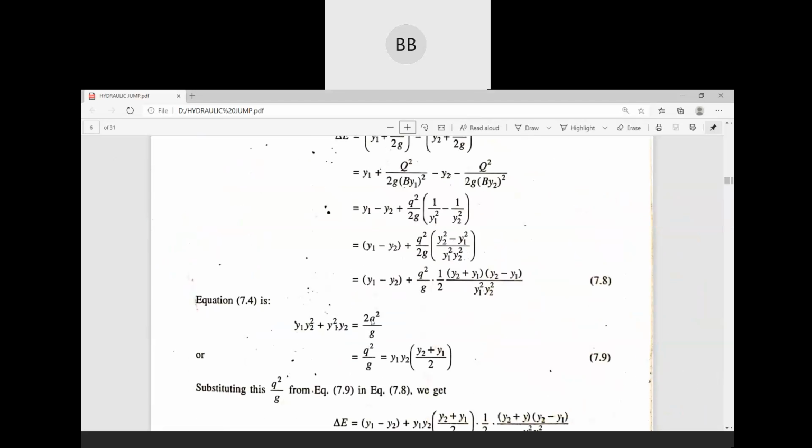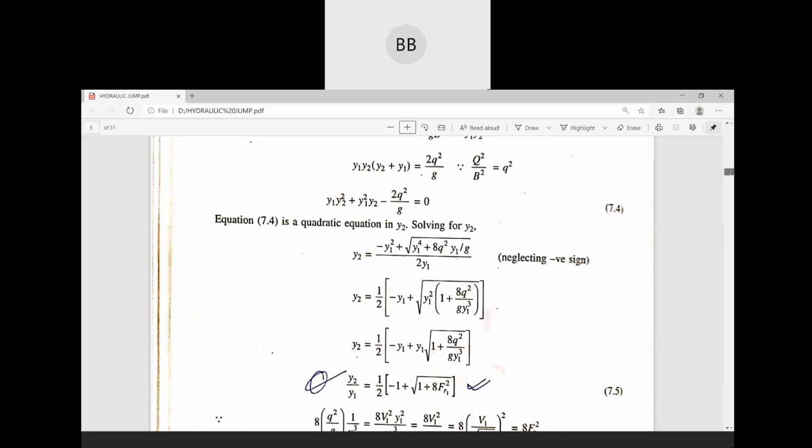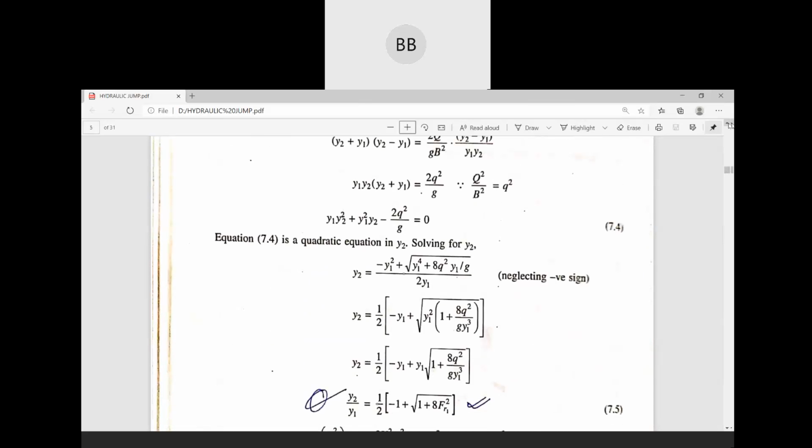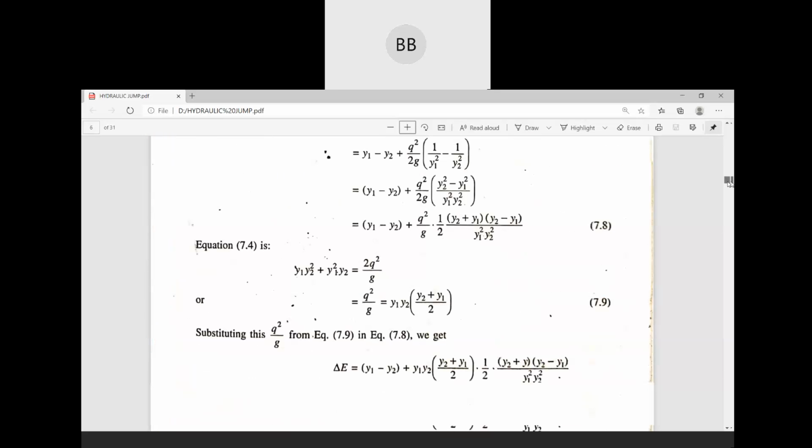After this, now we have to go back to the derivation for the rectangular channel. You have this expression. We are going to use this expression, okay? Twice q square by g is equal to y1 y2 (y2 plus y1). We use this expression here. This expression we have derived already in the previous class. So this derivation we directly use here and see here.